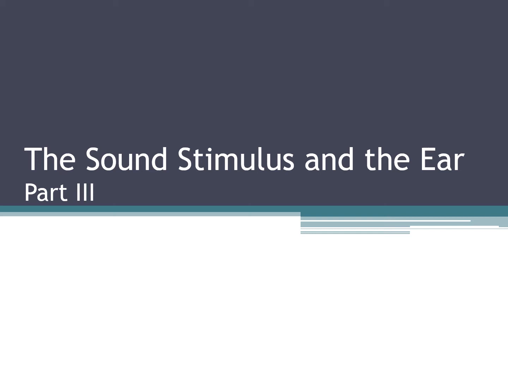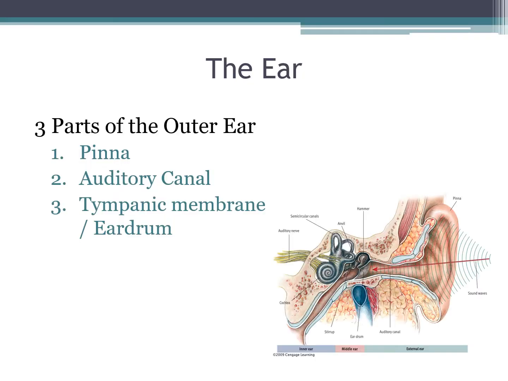So I'm continuing to talk about the sound stimulus and the ear. We're really at the point of talking about the ear now, and we finished up with the sound stimulus, at least where we are going to get for a little while. The three parts of the ear, if you remember, are the outer ear, the middle ear, and the inner ear. And we had just started going through the three parts of the outer ear.